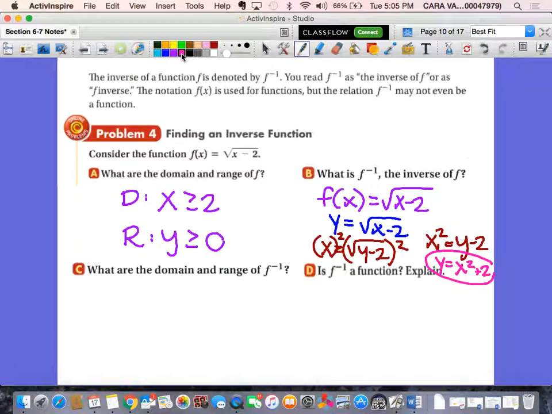Now, on part C, it says, what are the domain and range of the inverse? The domain and range of the inverse, we're going to relate this back to what we did at the beginning of this section. Remember, to find the inverse, you just switch the x and the y. So if you want to find the domain and range of the inverse, all you have to do is switch your original domain and range. So you would say x is greater than or equal to 0 and y is greater than or equal to 2. All you have to do is switch the domain and range of your original equation.